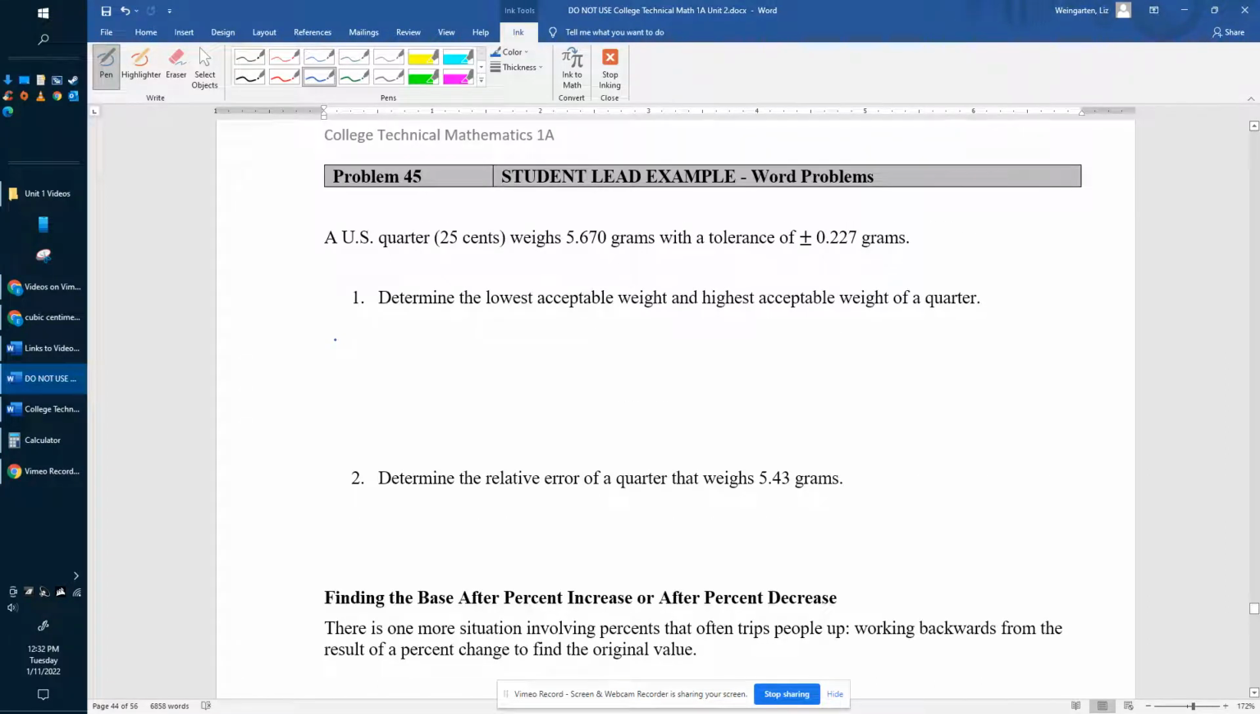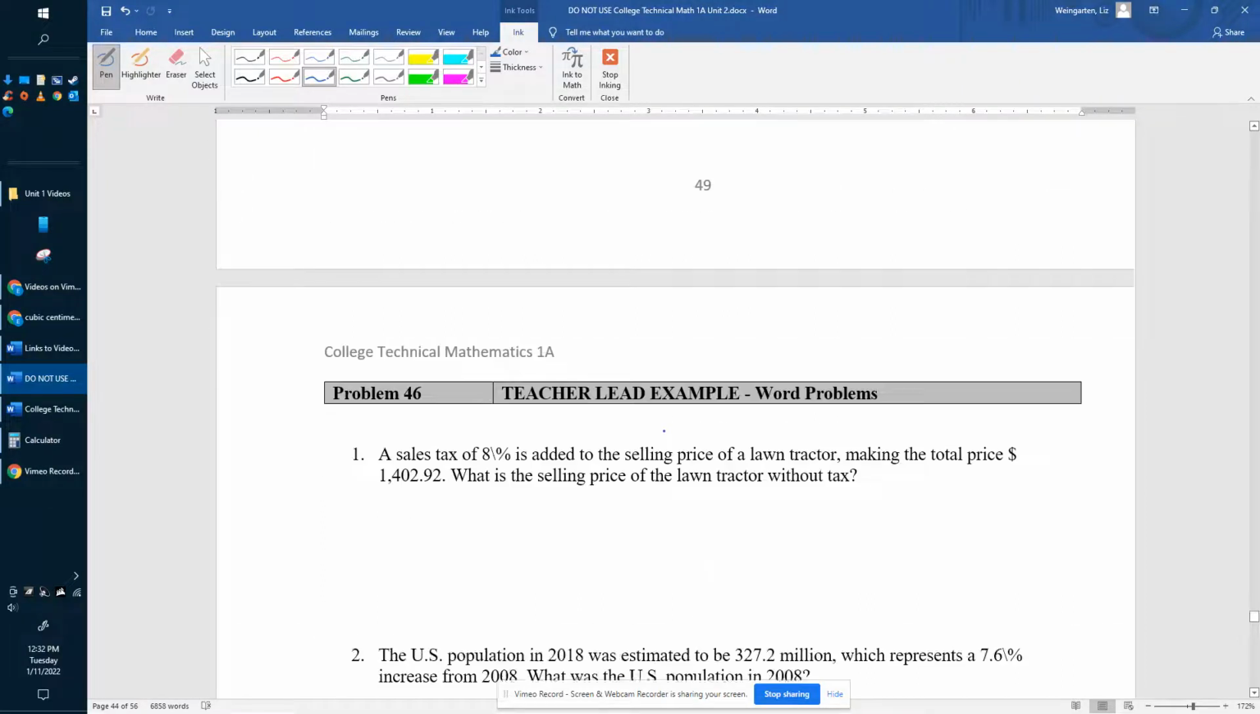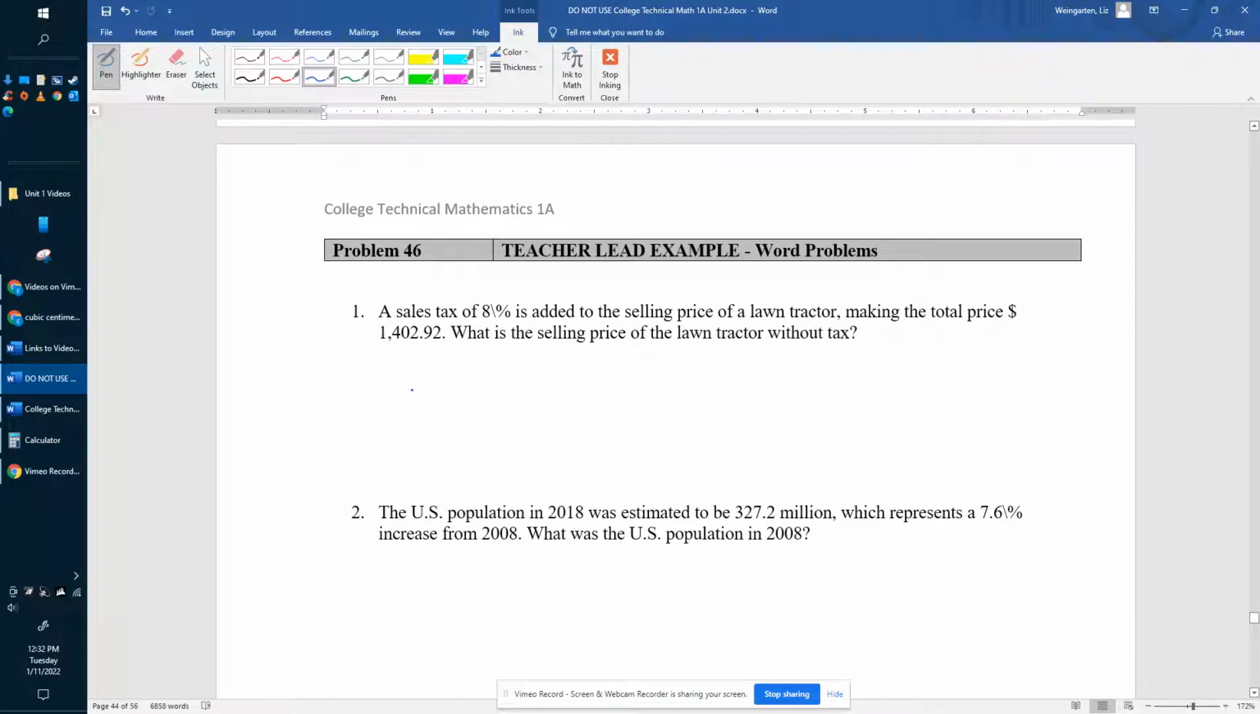It's going to be very similar, but we are going to move on to this problem, finding the base after a percent increase or percent decrease. So if a number is increased by a percent, add that percent to 100, and we will use that result for R. Let's take a look at some examples.